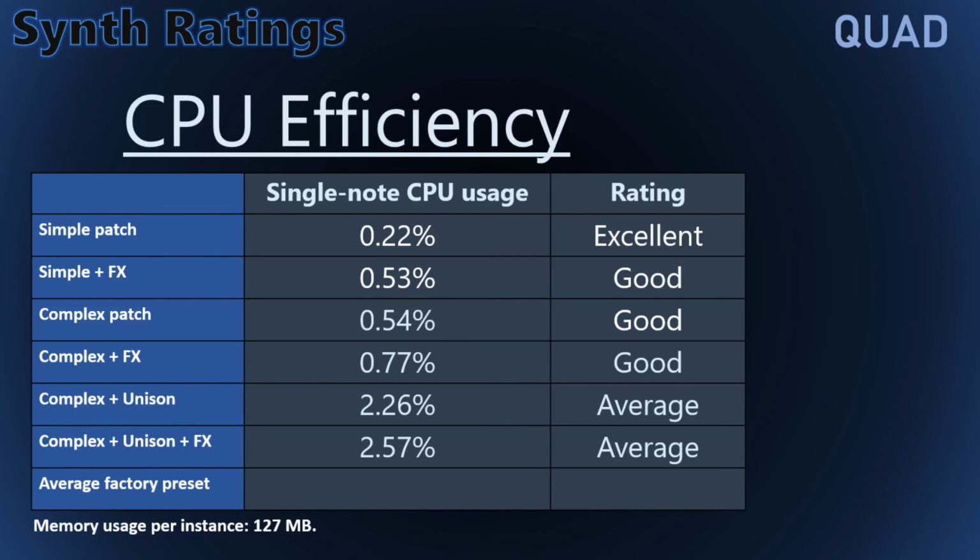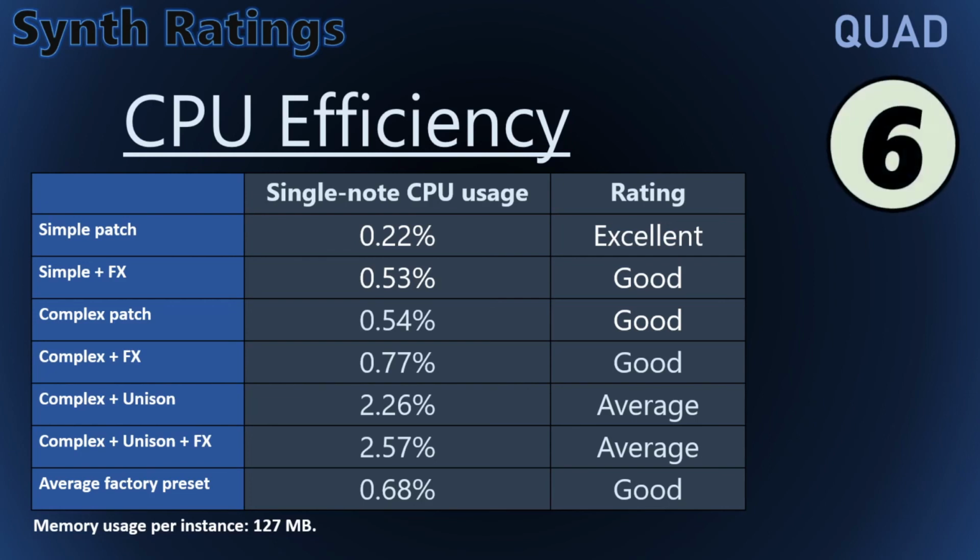The final test is to take a selection of factory presets and play the same sequence with them and average out the results. And the CPU usage for Quad when doing this is 0.68%, which is also good. One thing that is not great here is that the memory usage per instance of Quad is 127 megabytes, which is rather large. Many plugins only require a couple of megabytes or maybe 10 to 20 megabytes, so going over 100 means the score will be deducted a little bit because of that. Final score in this category is a 6.